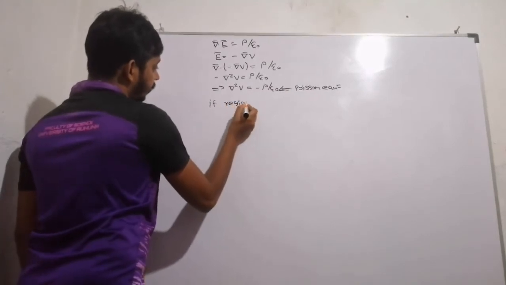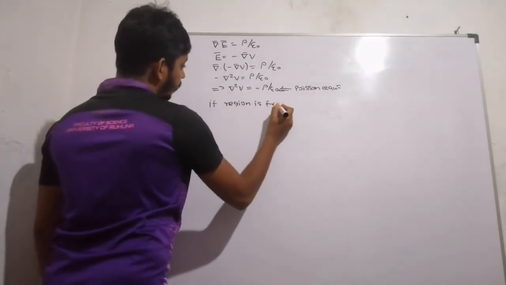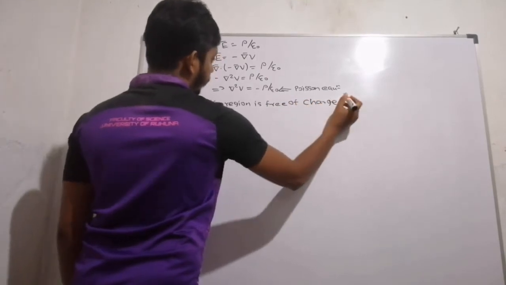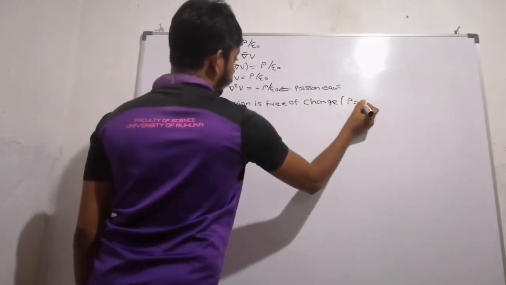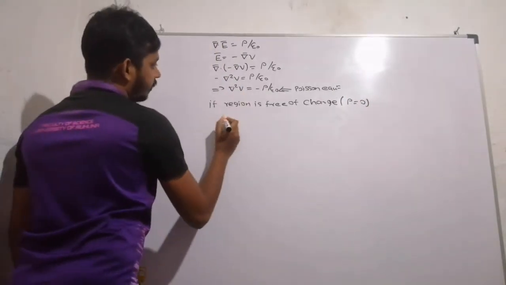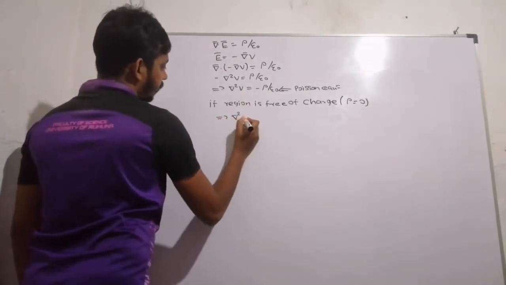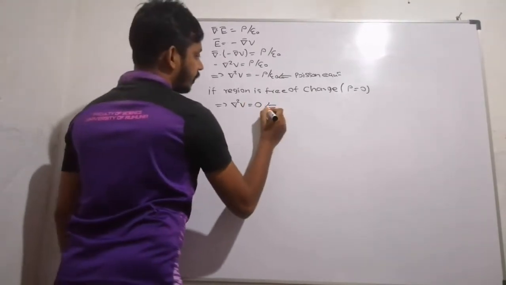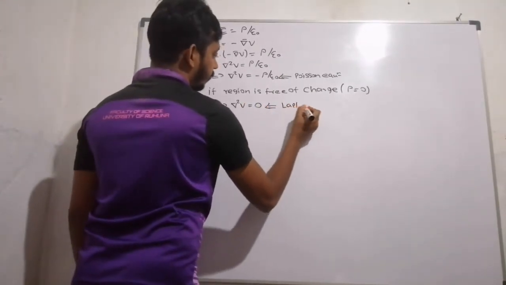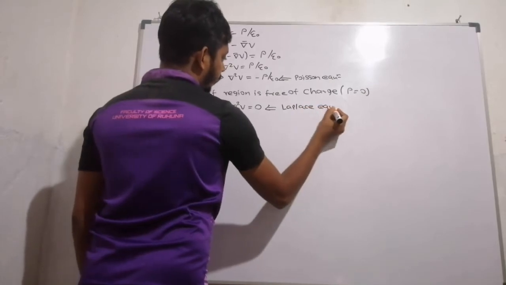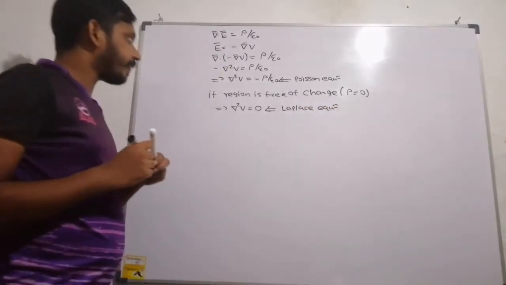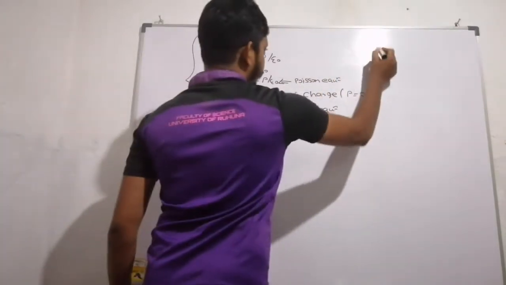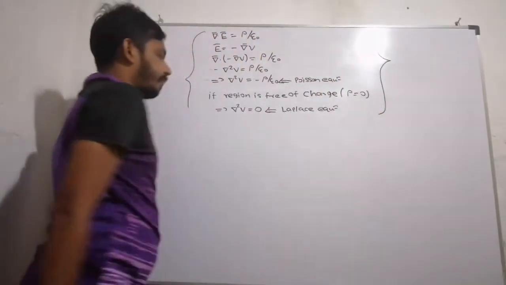Now, if the region is free of charge, that means rho equals 0. Then we have grad square V equals 0. This equation is known as the Laplace equation. Okay, this is the main thing we should know.